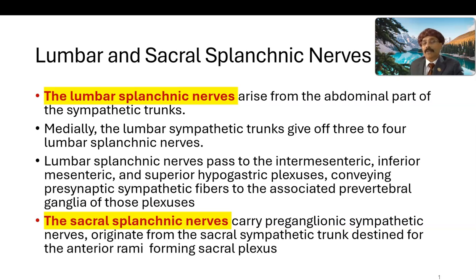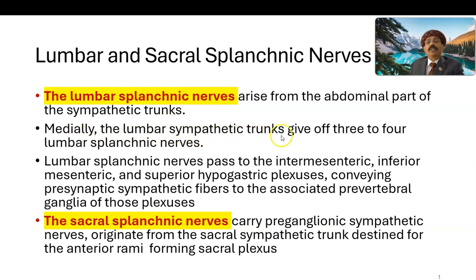Today I will discuss the lumbar, sacral, and pelvic splanchnic nerves. Let's start with the lumbar splanchnic nerve, then we'll go to the sacral splanchnic nerve, then we'll go to the pelvic splanchnic nerves. The lumbar splanchnic nerves arise from the abdominal part of the sympathetic trunks.